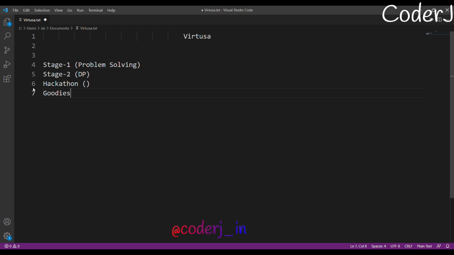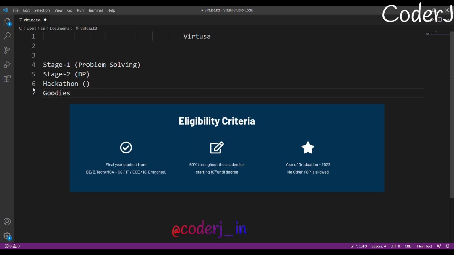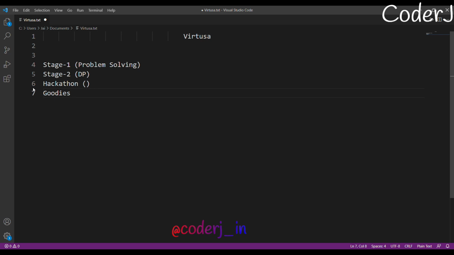Other than that, every team will have an MVP, identified by the mentor who will be guiding you, and that person will also get a PPO. So even if your team does not win, you still stand a chance of getting the pre-placement offer. If you are a final year student from BE, BTech, or MCA with a CS, IT, EC or IS branch, and you have maintained 60% throughout your academics from 10th till this year, you are allowed to sit in Virtusa, and trust me, it's not a bad offer to have. Just go on, gain experience, and you'll definitely learn a lot.